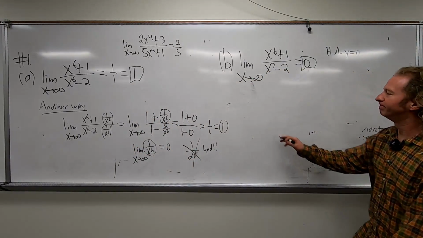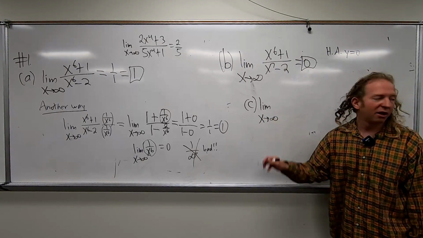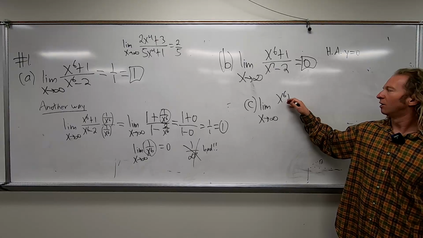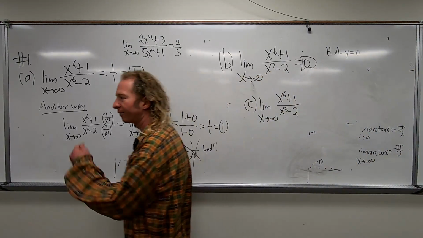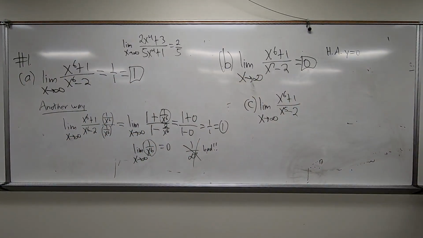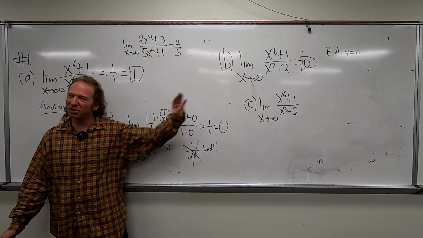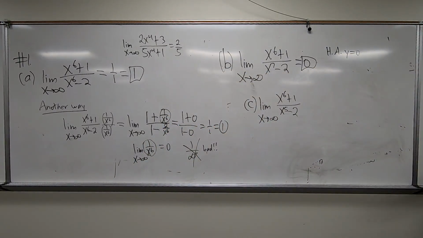Okay, C. Limit as x approaches infinity, x to the 6th plus 1 over x to the 5th minus 2. What do you think? So the top is bigger. Yep. And you know what it's going to be equal to? Infinity. Yeah, I didn't think anyone would say the right answer. Yeah, good. Infinity. The answer is infinity.